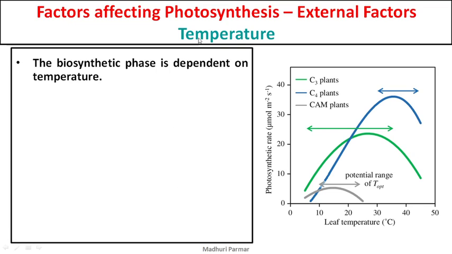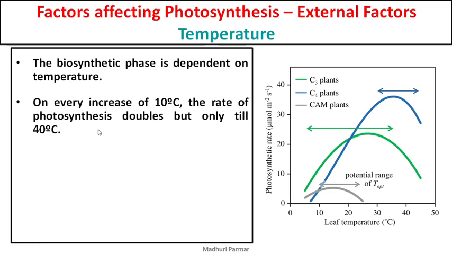The second factor affecting photosynthesis is temperature. The biosynthetic phase especially, which is your enzymatic phase, or your dark reaction, is specially dependent on the temperature. Why? Because it has a lot of enzymes, right? So on every increase of 10 degrees, the rate of photosynthesis doubles.